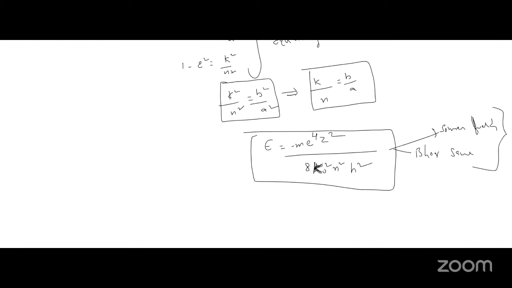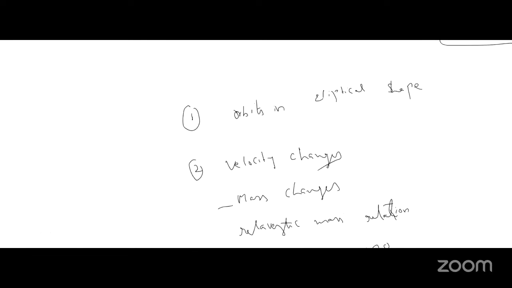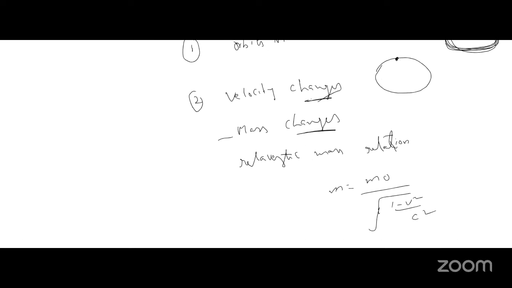Again, I will give a conclusion of what we discussed in Sommerfeld theory. Here in Sommerfeld theory, the orbits are in elliptical shape, whereas in Bohr the orbits are in circular shape. As the electron revolves around the orbit, the velocity changes. If velocity changes, mass changes. If mass is changing, we call it the relativistic mass relation: m equal to m naught by under root of 1 minus v square by c square.